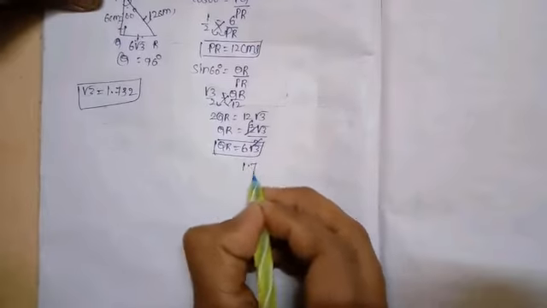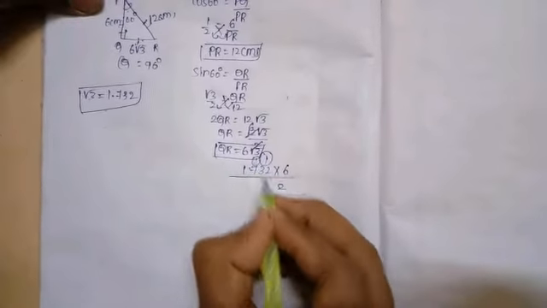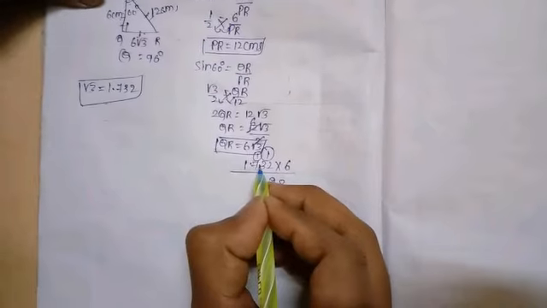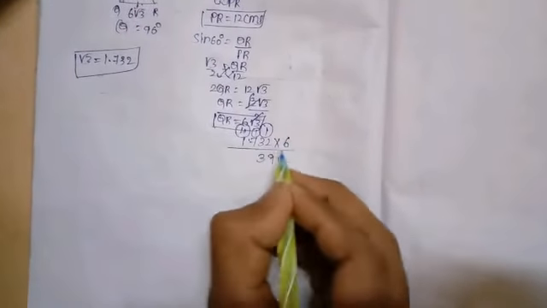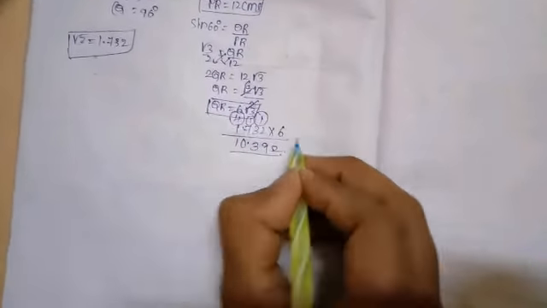So 1.732 into 6: 6 times 2 is 12, 6 times 3 is 18, plus 1 is 19. So we get 10.392 centimeters, QR value equal to 10.392 centimeters. Okay, this problem is very important in 10th standard. Next, second problem.